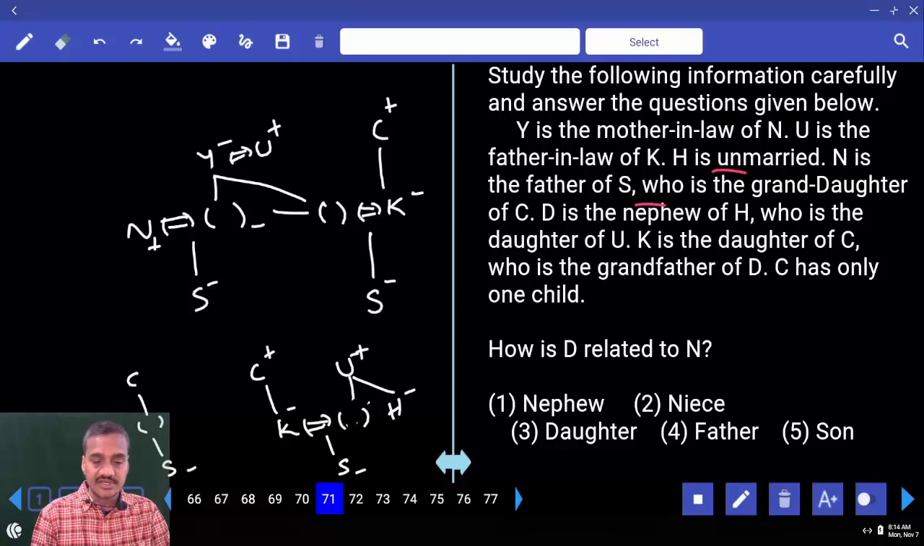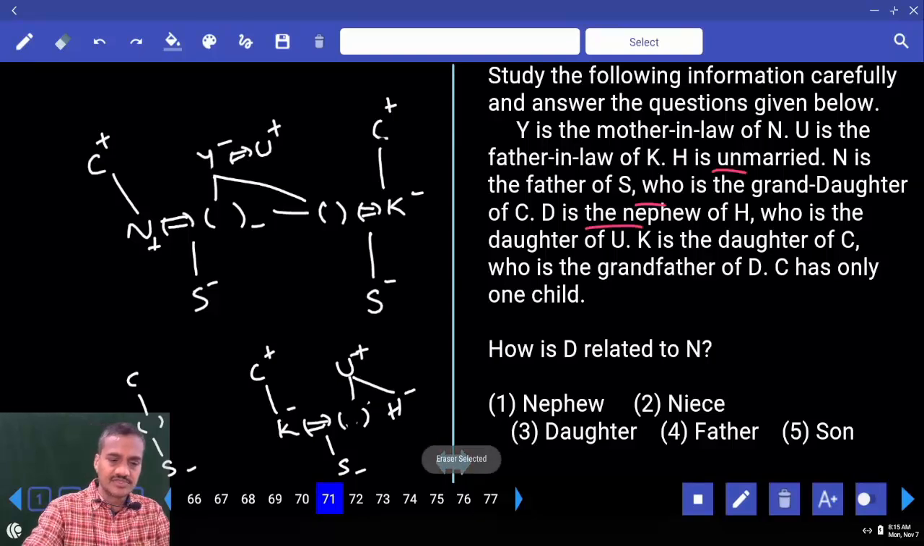As S is the granddaughter of C, and hence C is written here. And Y is the mother-in-law of N, and U is the father-in-law of K. U is the father-in-law of K, and H is unmarried, and N is the father of S. S is the granddaughter of C. Then D is the nephew of H.